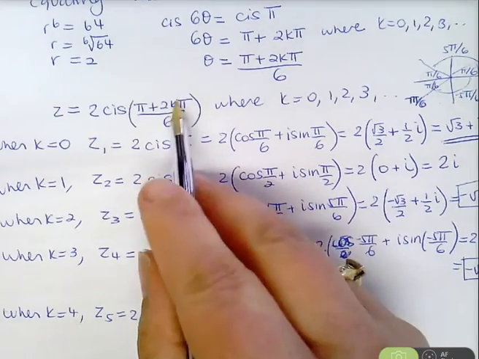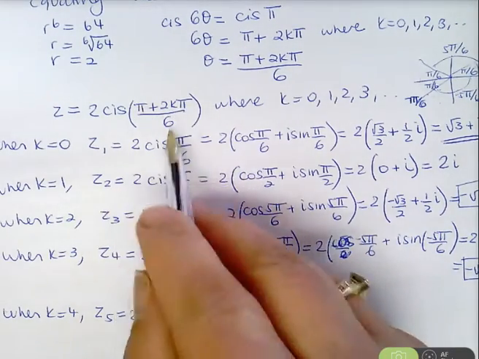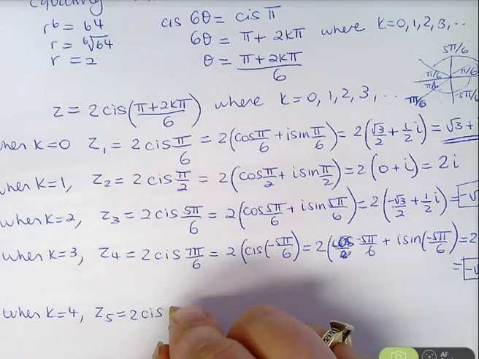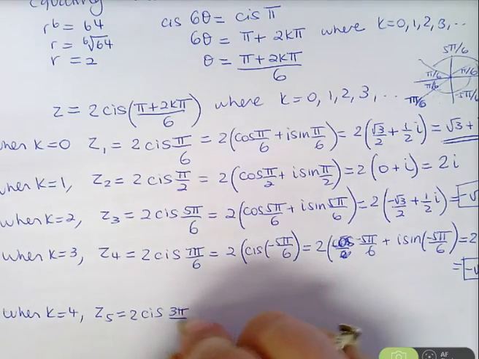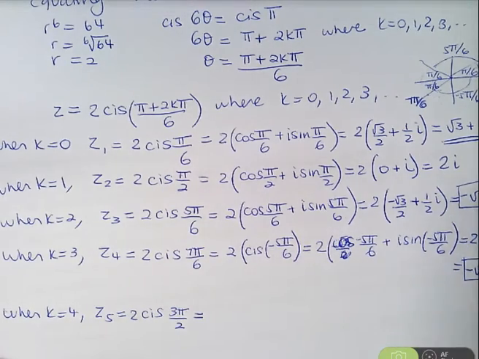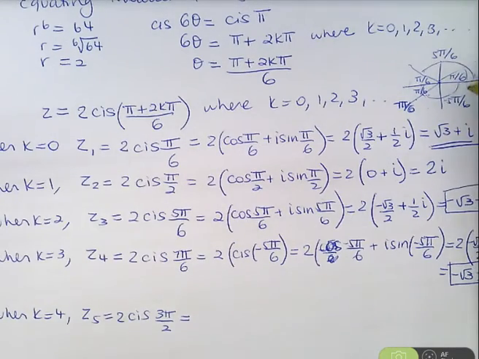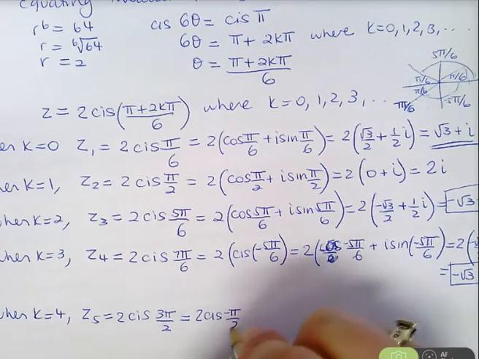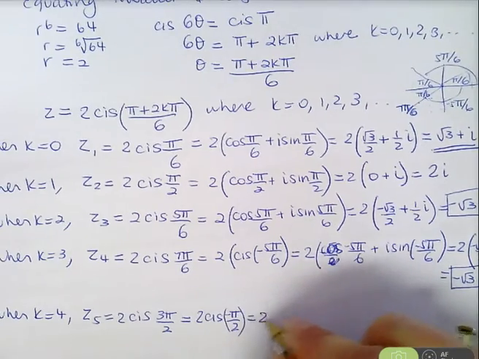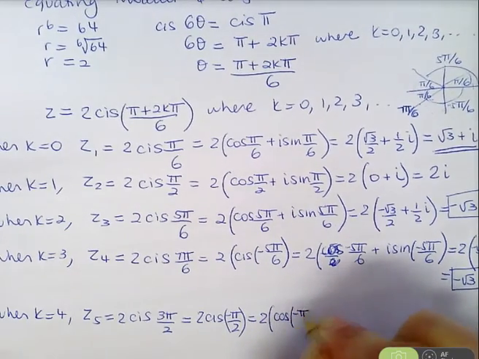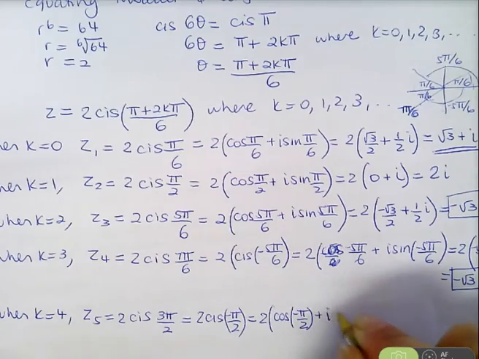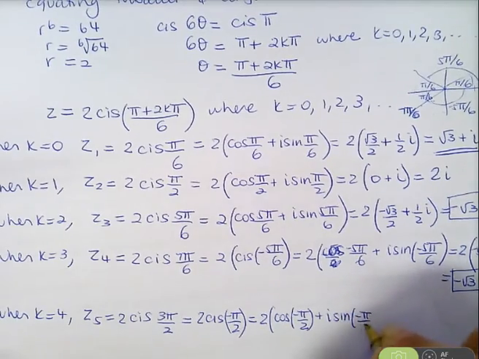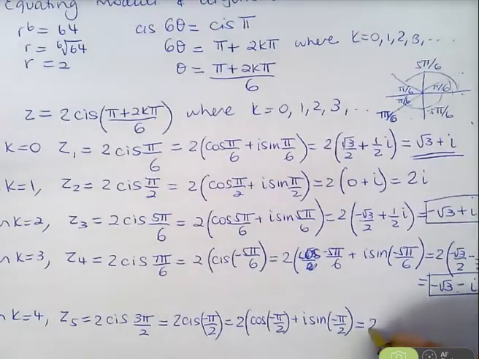If k is 4, we get 9 pi on 6, which is 3 pi on 2. Now again, that is greater than pi, so 3 pi on 2 is the same as minus pi on 2. So it's 2 cis minus pi on 2, which is 2 times cos of minus pi on 2, plus i times sine of minus pi on 2.